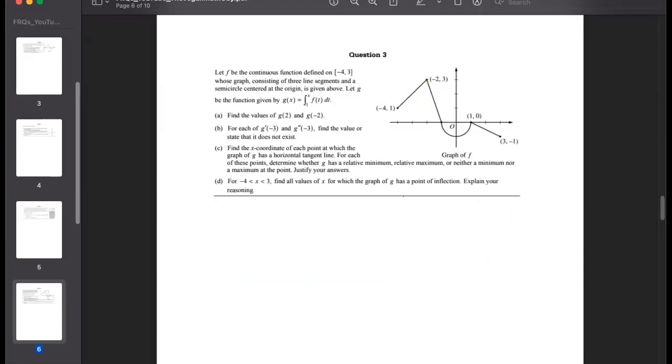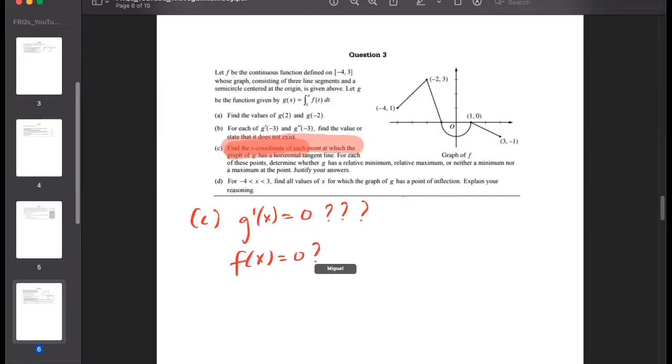Let's go ahead and talk about part C. Again, go ahead and pause that if you need to. We need to find the x-coordinates where the graph of G has a horizontal tangent line. Horizontal tangent line means when the derivative of this function is equal to 0. So when is G prime equal to 0? If we learn anything from part B, we know that G prime is the same thing as f of x. So when is f of x equal to 0?